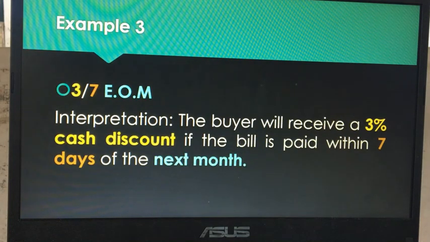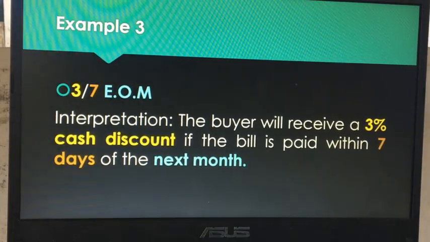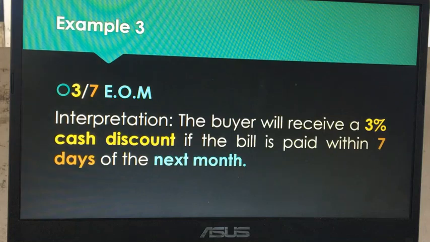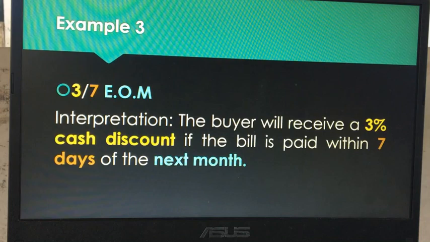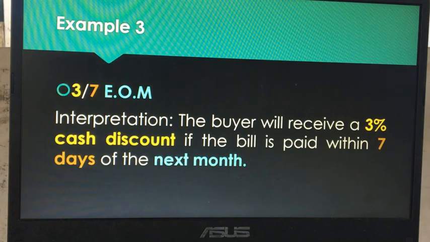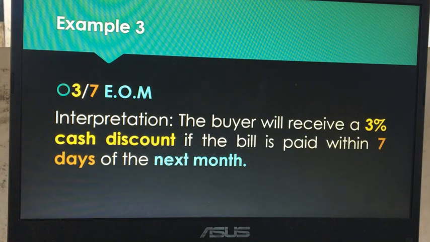So, 3 over 7 EOM. Once you encounter EOM, it refers to the end of the month, meaning the cash discount days will begin next month. So for example, my invoice date is January 1.